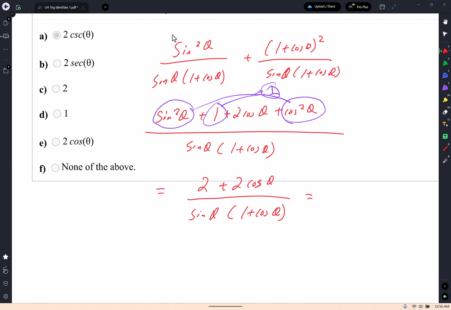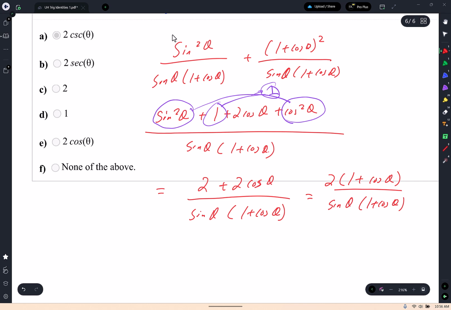Green flag should be going up, should be firing. I see a 2 plus 2 cosine theta, so that means I can factor out a 2. I'm going to put 2 parenthesis 1 plus cosine theta over sine theta, parenthesis 1 plus cosine theta. Now, I have a 1 plus cosine term in the top and a 1 plus cosine term in the bottom. What can I do with those 2? Cancel them out. Bam. Bam. Bam. Now that I cancel them out, I have 2 over sine theta. I don't see that answer like that, but I do see it. When I bring that up, what do I get?